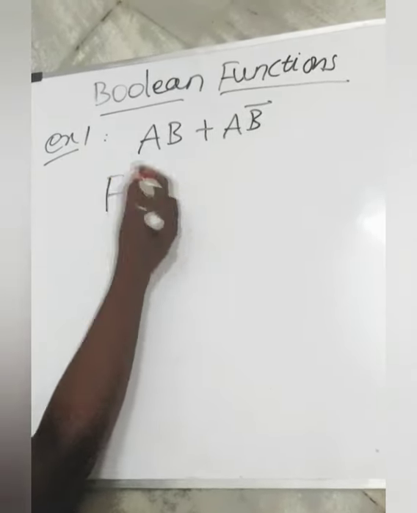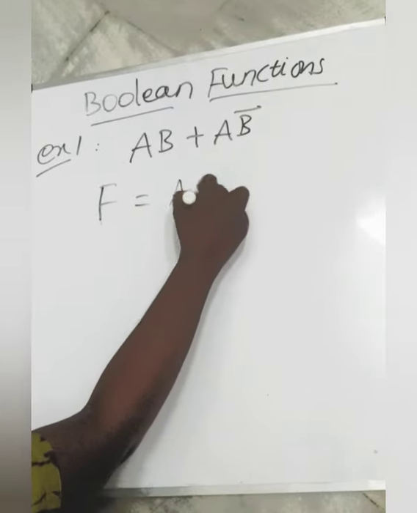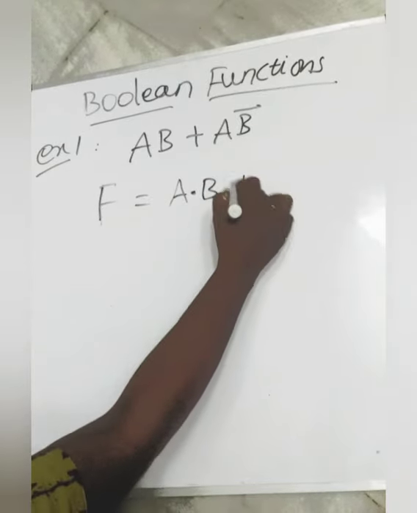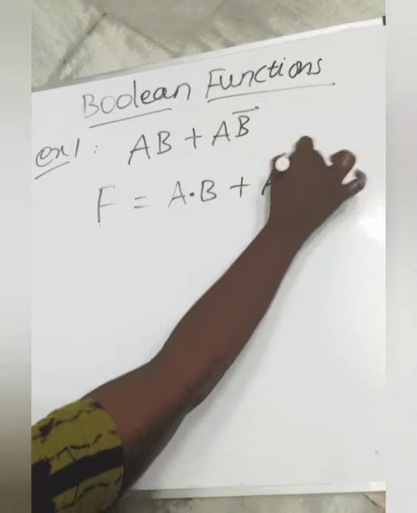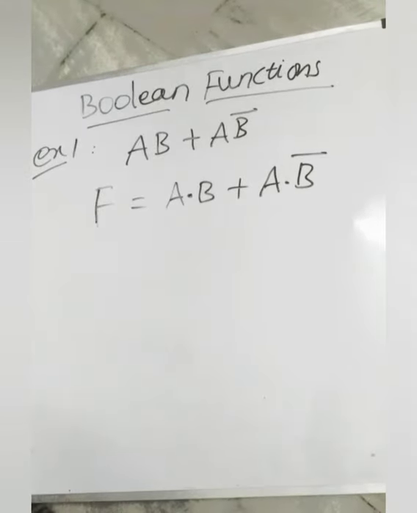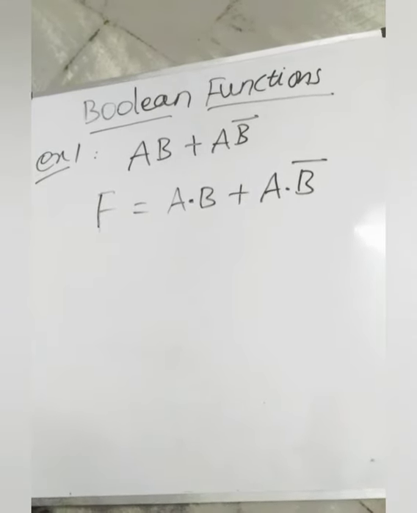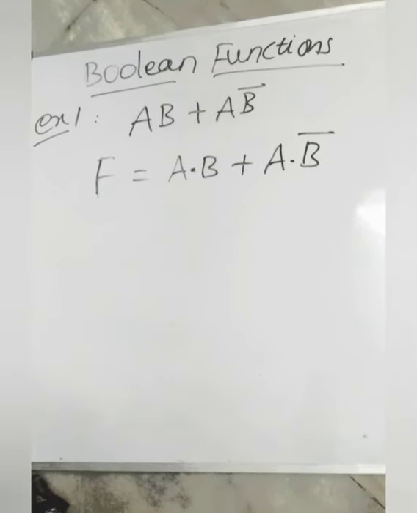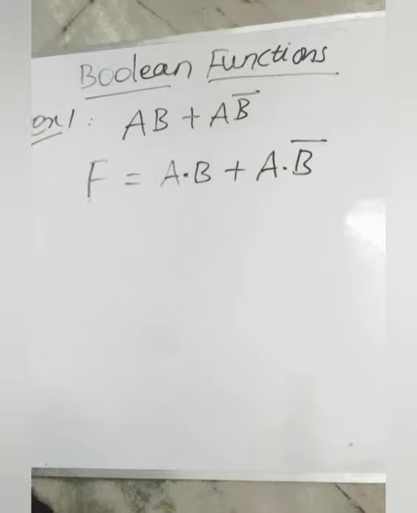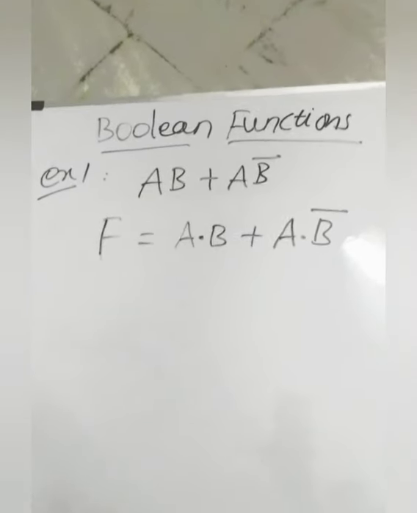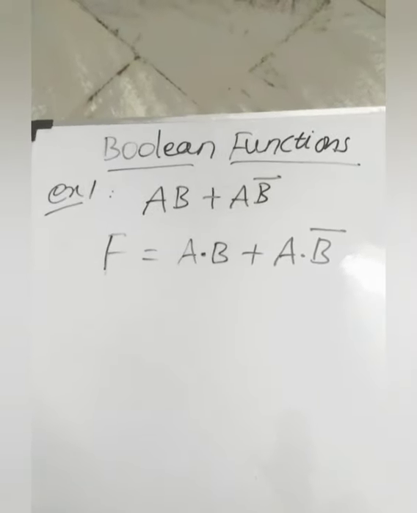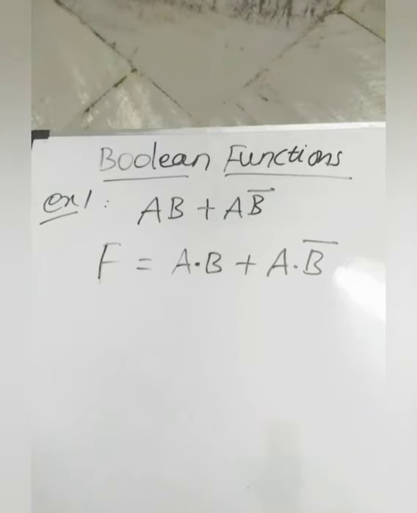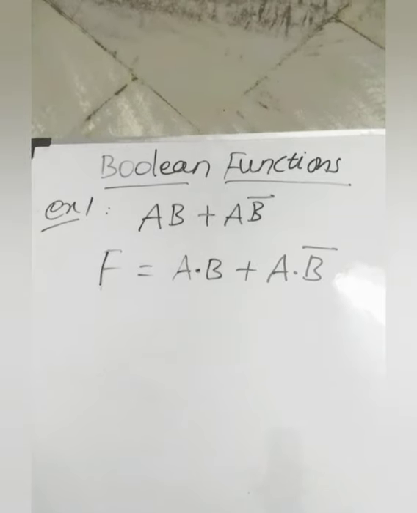F is equal to A and B, that is an AND gate, and A and B complement. Okay, so first of all you have to think of the priority rule. Which is the first operation that should be prioritized? That is the NOT gate. First of all try to apply the NOT rule. Here the NOT rule means nothing but De Morgan's law.